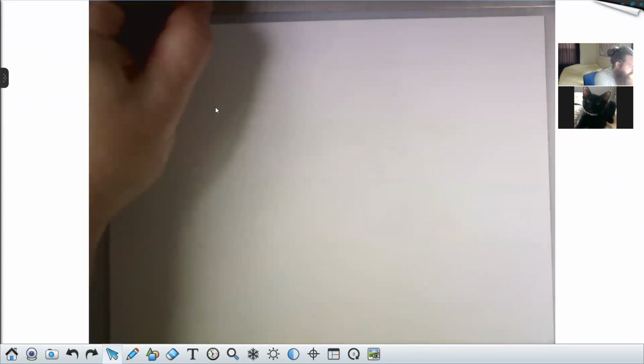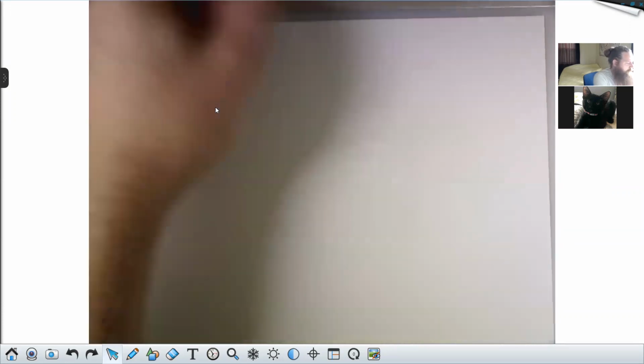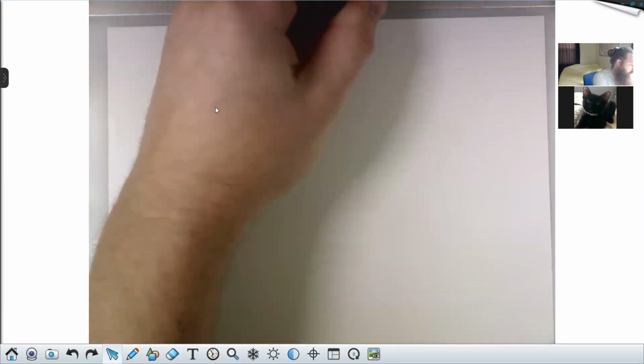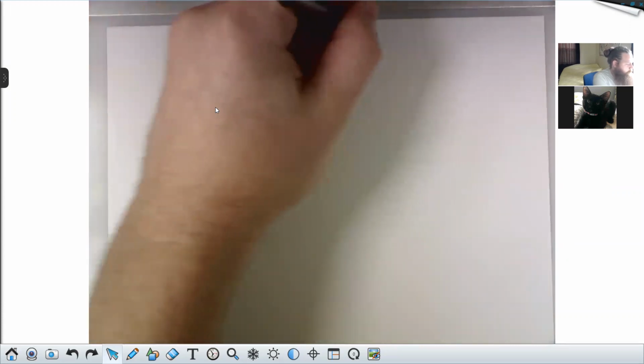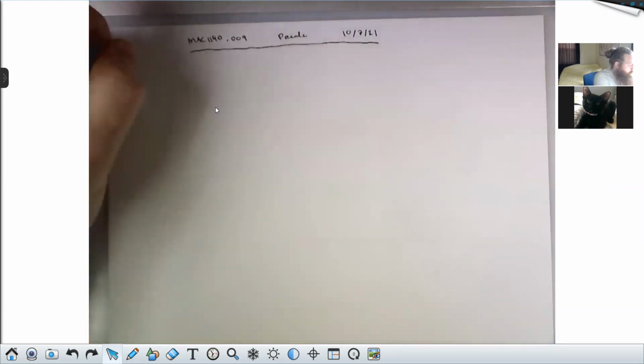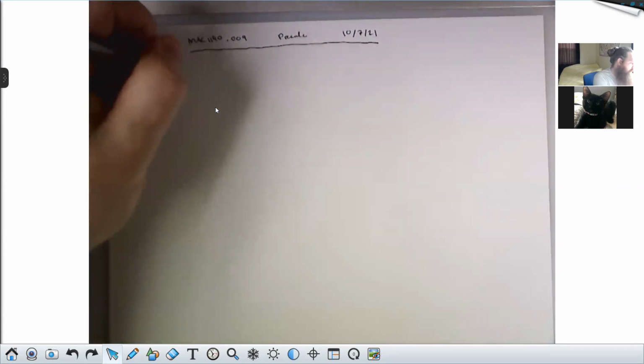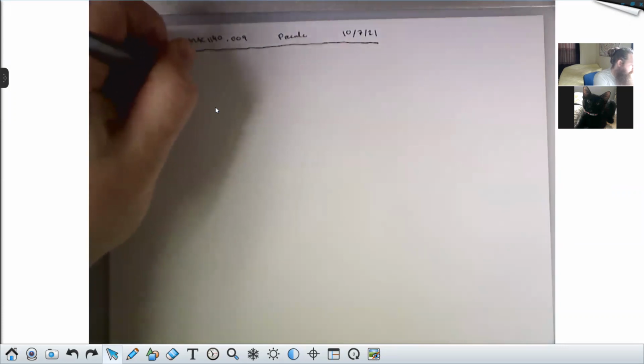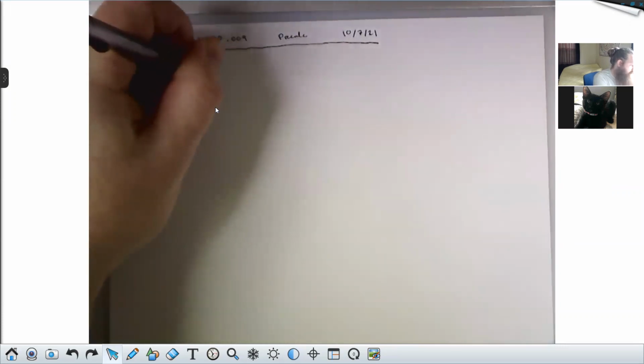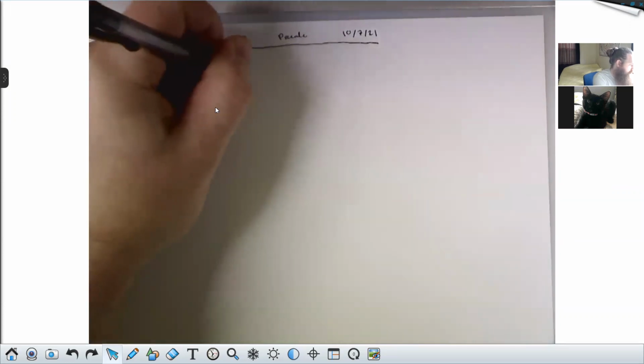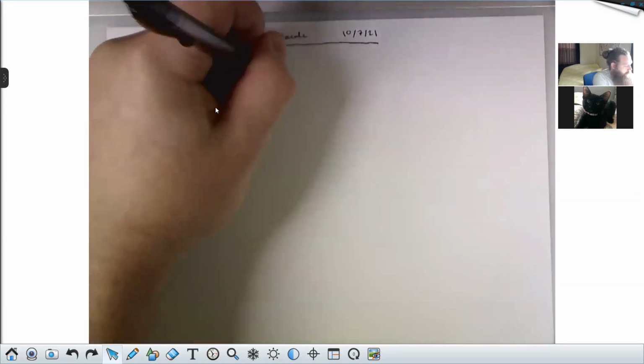So this of course is MAC1140, section number 009. It is a pre-calculus class. And today is the 7th of October, 2021. Today we're looking at the section in the textbook titled Real Zeros, aka roots, of polynomials.